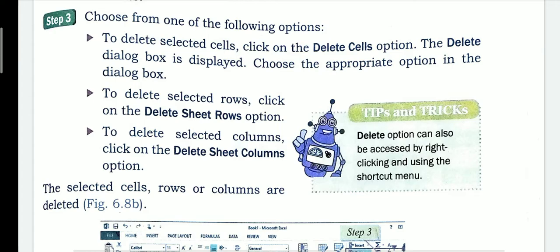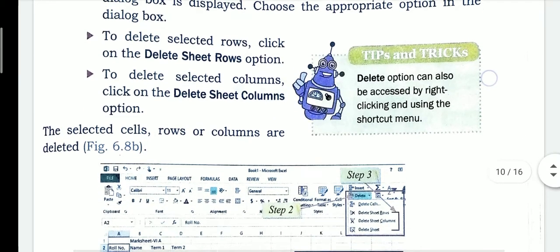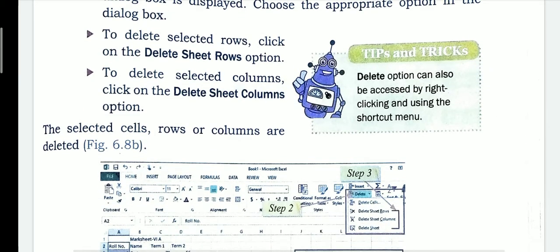To delete selected cells, click on the delete cells option. The delete dialog box is displayed. Choose the appropriate option in the dialog box. To delete the selected row, click on the delete sheet rows option, or to delete the selected columns, click on the delete sheet columns option. The selected cells, rows or columns are deleted from the sheet.